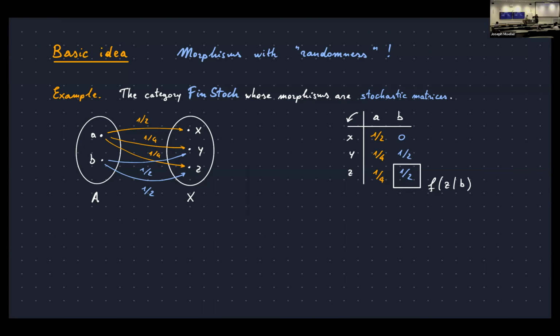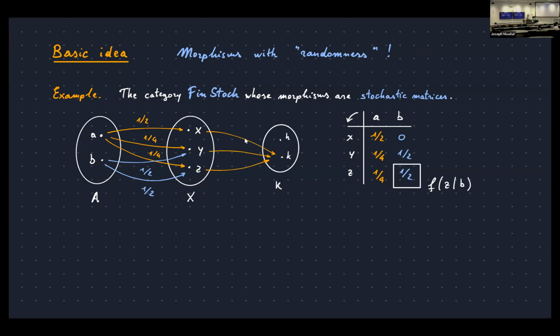All right, so I was saying that you see this arrow here, for example, you can view this as a conditional probability. So the probability of ending up in Z if you start in B, okay? Now, we write it in this conditional probability notation, or transition if you prefer physical notation. All right, so this has to be a category. What's the composition of these guys?